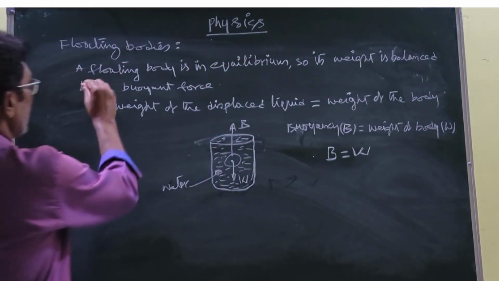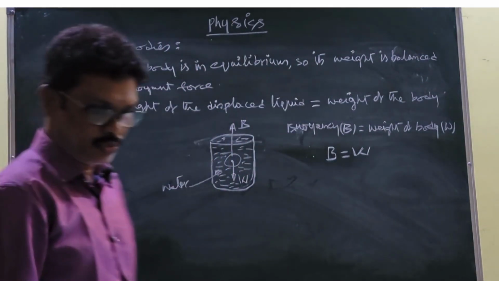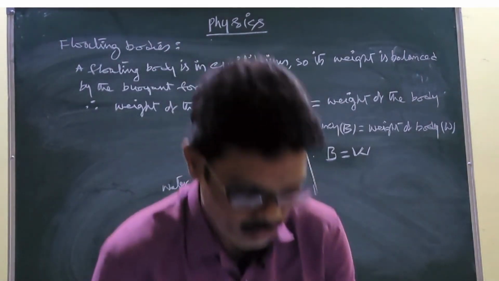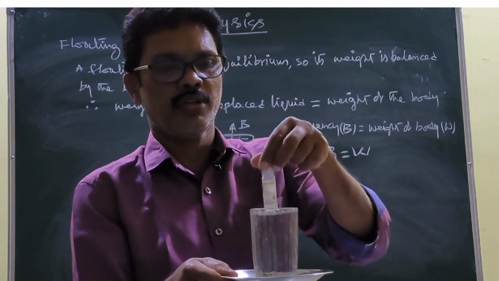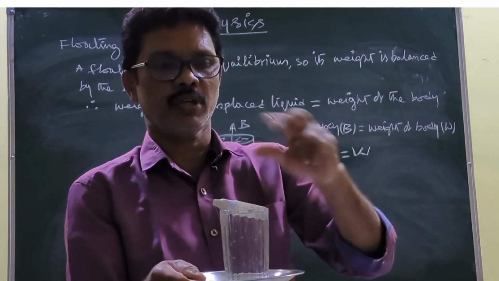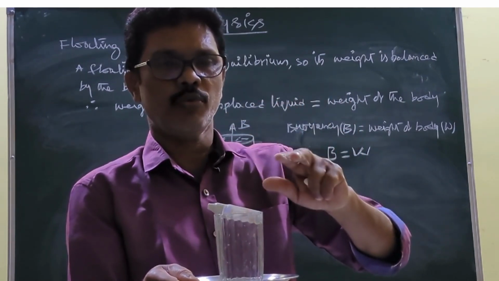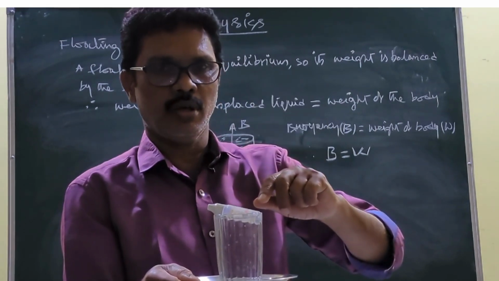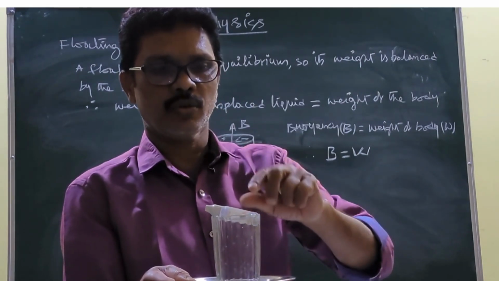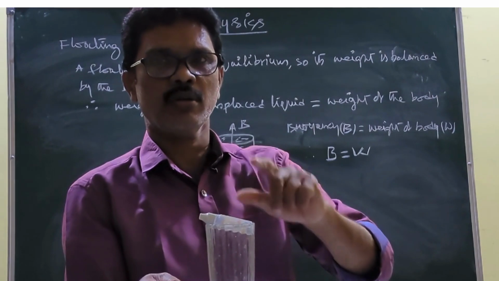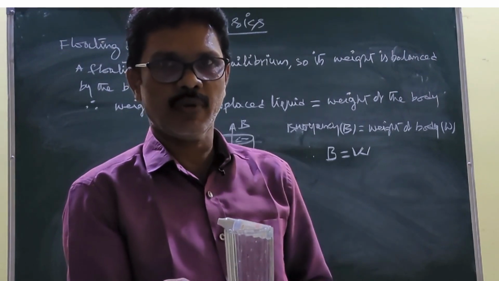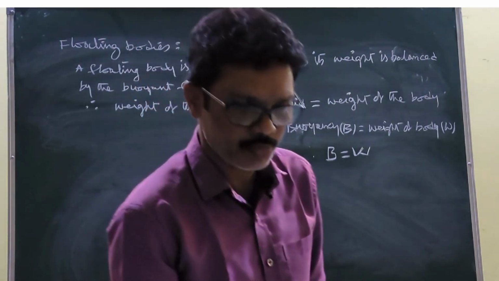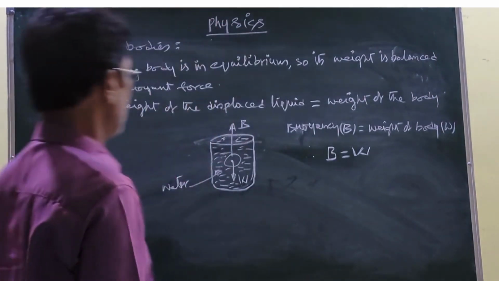Okay, a floating body is in equilibrium. Let us assume this is in equilibrium. It is not moving or immersed in the water. So in this position it keeps on staying there forever. In which condition is it possible? Let us understand.